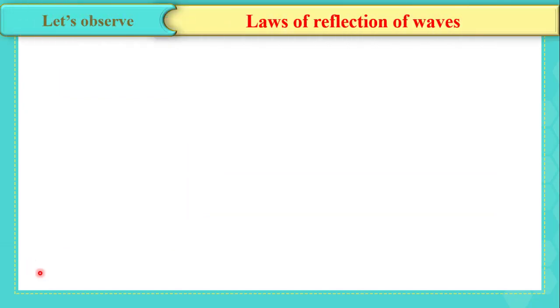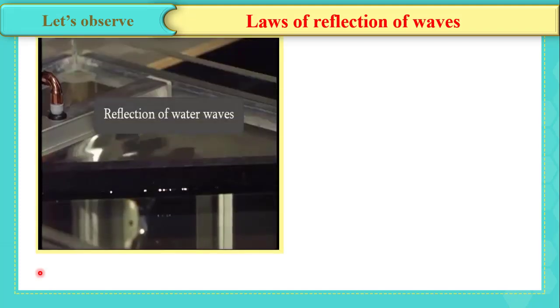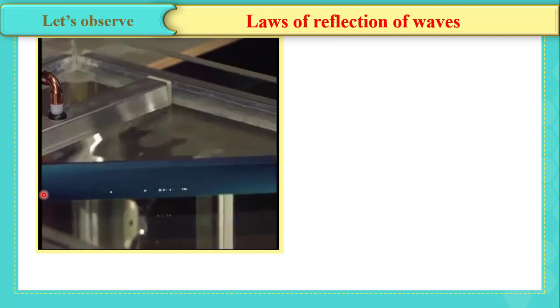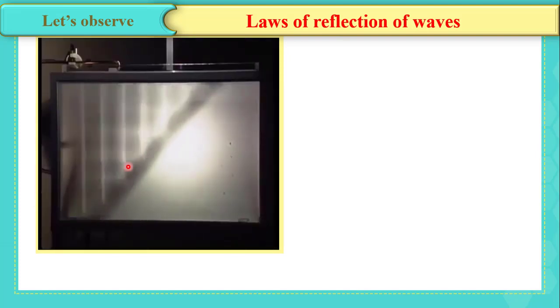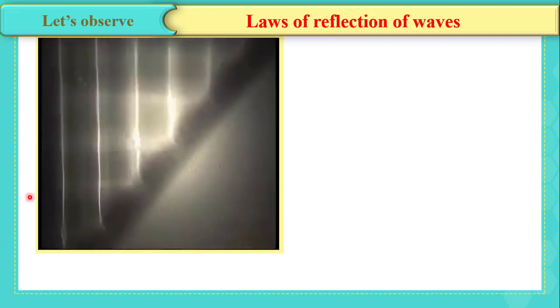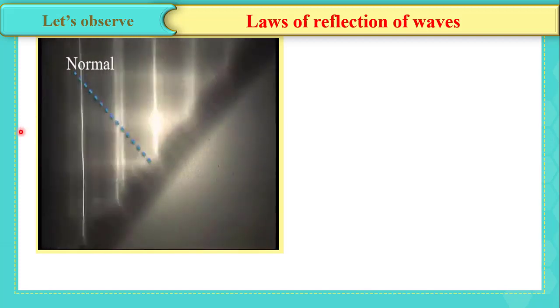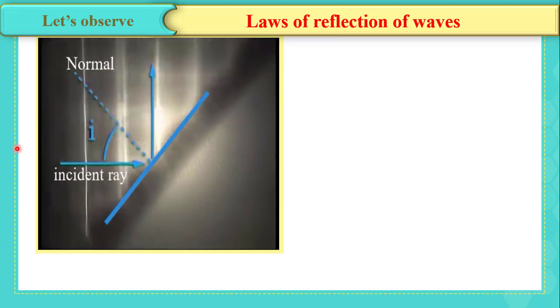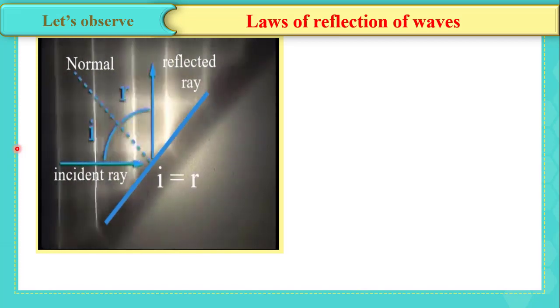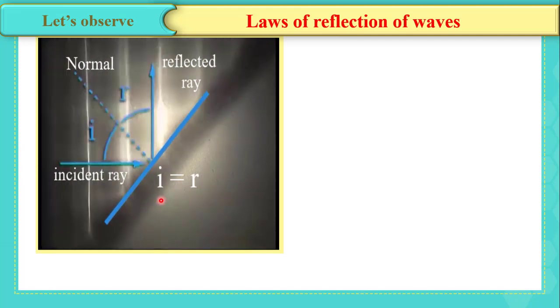After we have studied the characteristics of the reflected wave, let's study the laws of reflection of waves. While studying the reflection of water waves, we place a barrier in the ripple tank. Once the incident wave hits the barrier, you can notice the change in the direction of the wavefronts. Let's start by drawing a normal line perpendicular to the reflecting surface, in addition to the incident and the reflected rays, which are perpendicular to the respective wavefronts. It's clear that the angle of incidence between the incident ray and the normal is equal to the angle of reflection between the normal and the reflected ray.